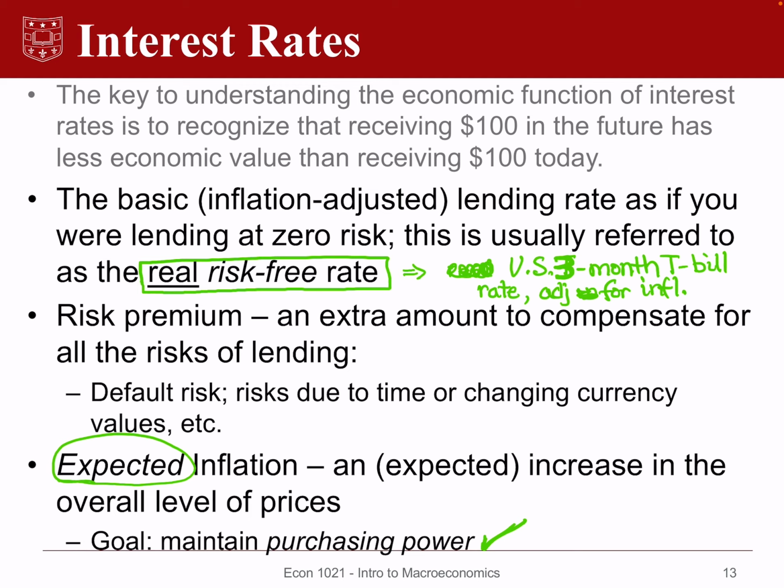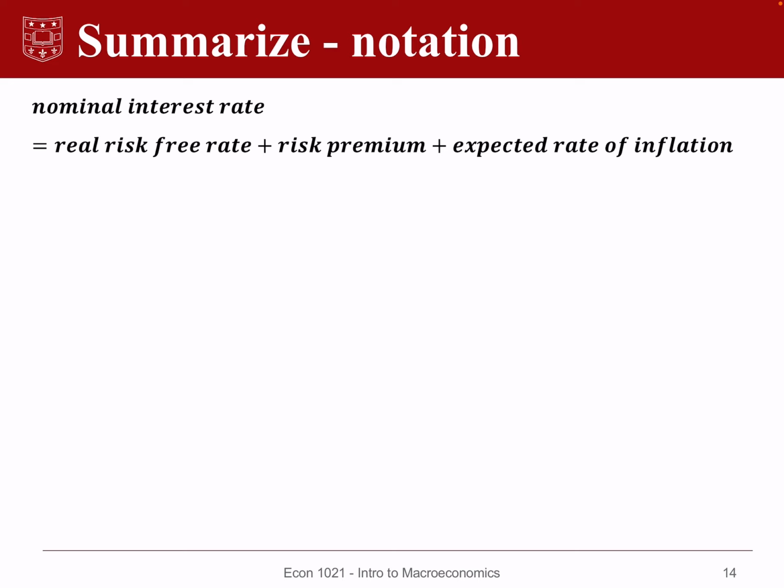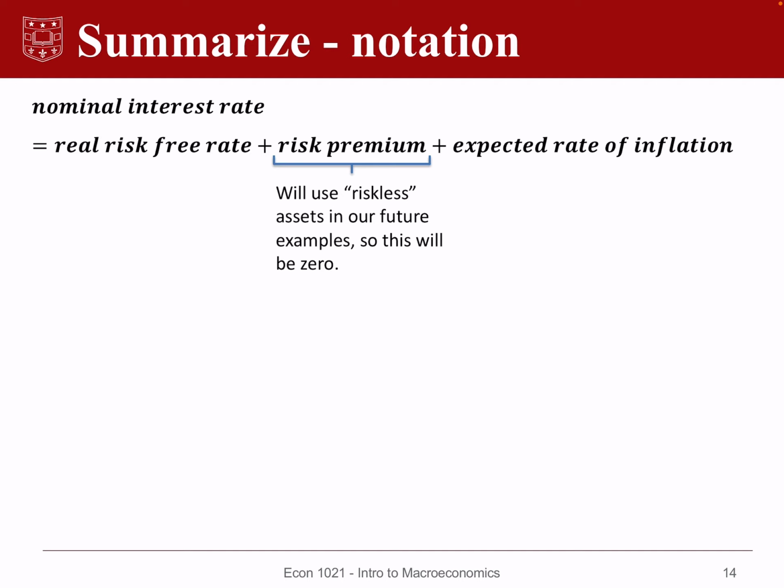So if we expect that prices are going to rise, that means that giving me $100 next year will have less purchasing power than if I had $100 right now. And so I need you to reward me for deferring my consumption. So in terms of thinking about this, we can do so with some notation. First of all, in words, we said that if we were going to think about the underlying determinants of the nominal interest rate, it would include the real risk-free rate, a risk premium, and the expected rate of inflation.